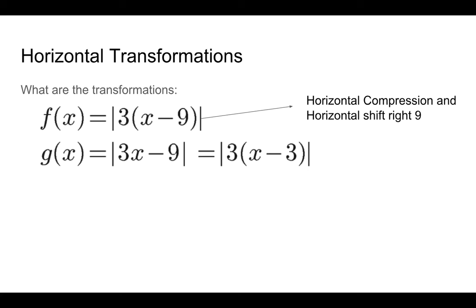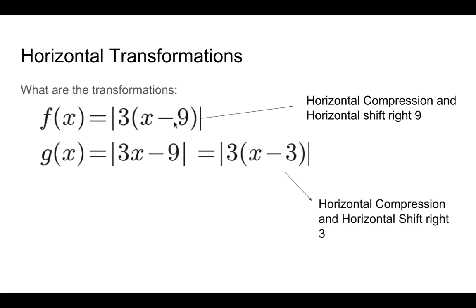And so in this case, they're both horizontal compressions, but this one's a shift right 9, and the second one is a shift right 3. So something to be aware of. If you ever see something like this, you do have to fix it and put it in this form. This looks like a right 9, but this is, and so this is actually a right 3.